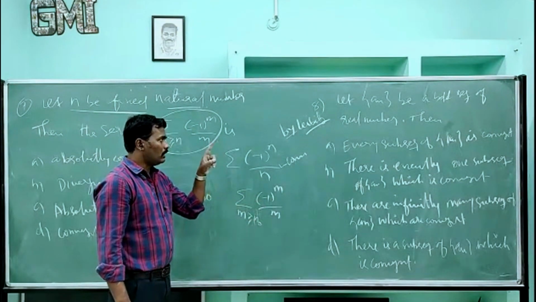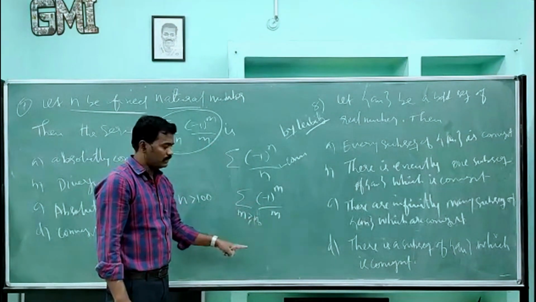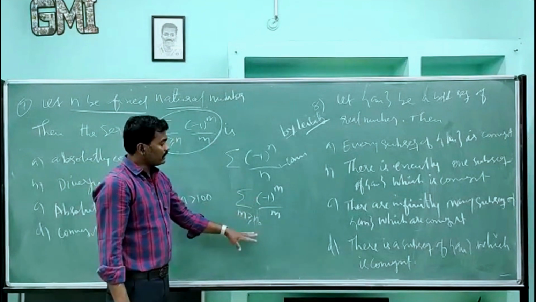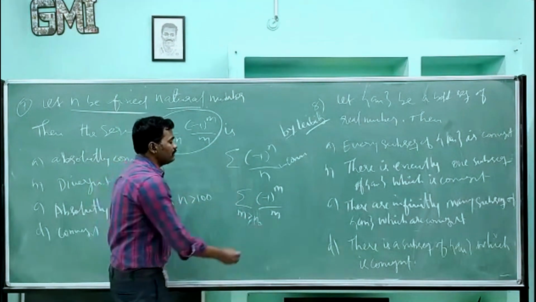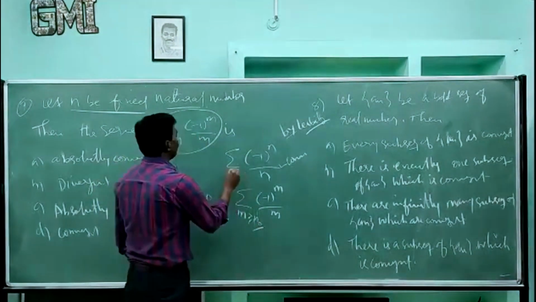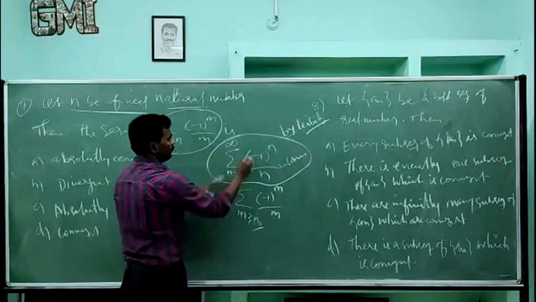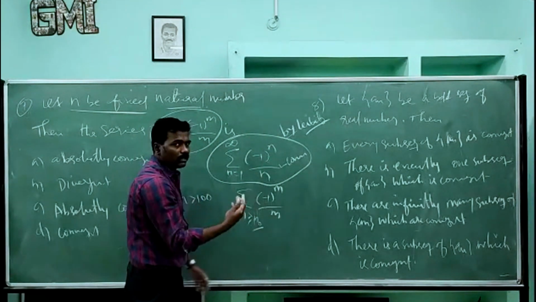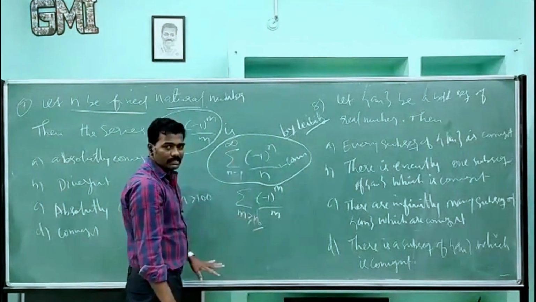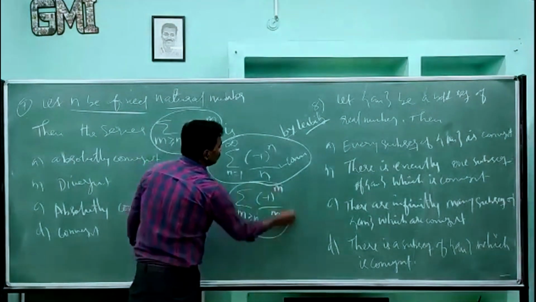According to Leibniz test, this alternating series is convergent, which means after some n naught, here n from 1 to infinity, it will be convergent. The n naught could be 1 or 2, or 3, whatever it may be, this series is convergent.